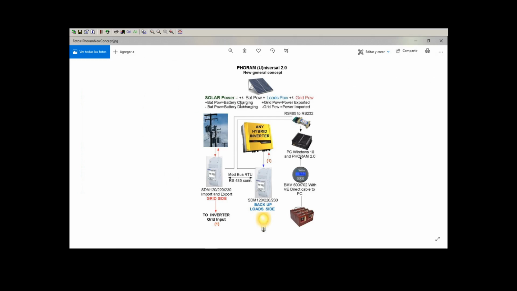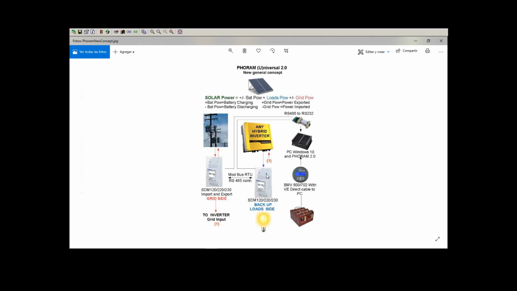This application requires the following hardware to work. 1. An E-Stron brand current meter, model STM120, STM220 or STM230, for measuring power on the side of the grid. 2. An E-Stron brand current meter, model STM120, STM220 or STM230, for the measurement of energy on the load side.